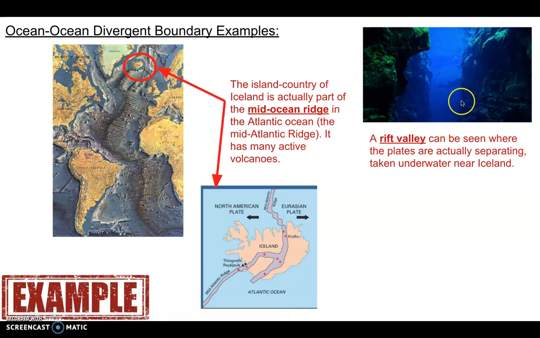Here, this picture is taken underwater near Iceland, and you can actually see the two different tectonic plates where they've diverged, and they make what's called this rift valley here.